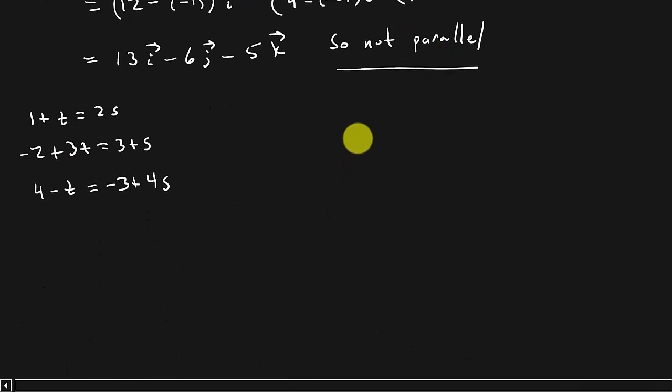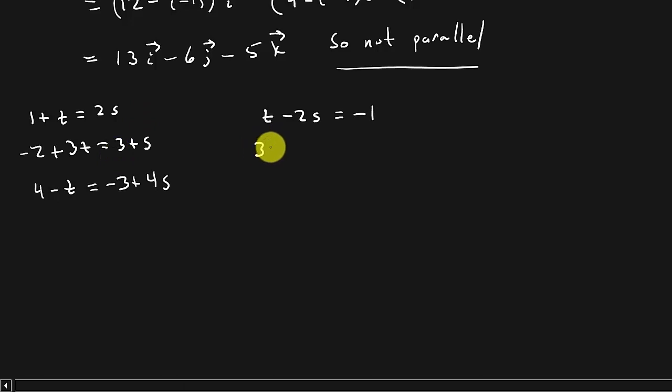All right. Now, let's take this equation and this equation. These two equations. And that's going to give me t minus 2s equals negative 1. I just brought the 2s over and the 1 over here. And then for this one, that's going to give me 3t minus s, bringing the s over here, and then I'm going to add the 2 to both sides, and that's going to give me 5.